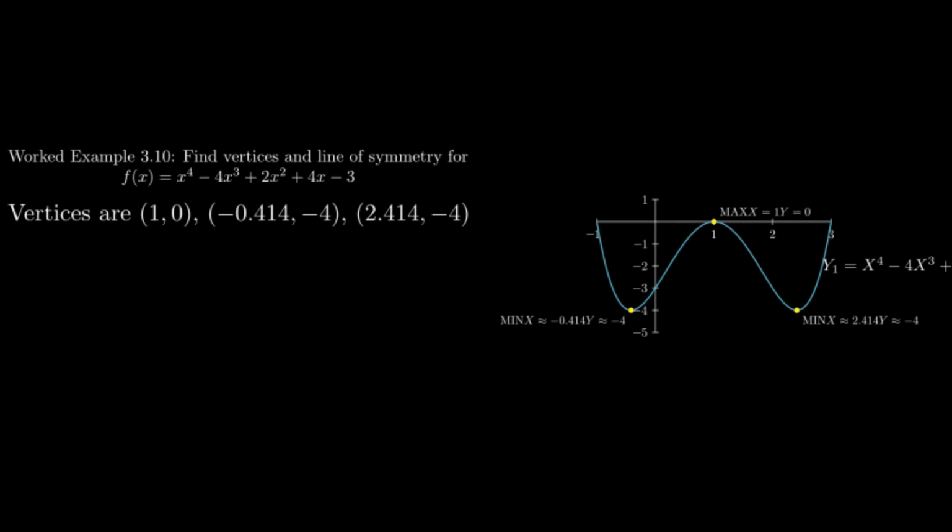They are a maximum at (1, 0), and two minima at approximately (-0.414, -4) and (2.414, -4). Now, what about the line of symmetry?